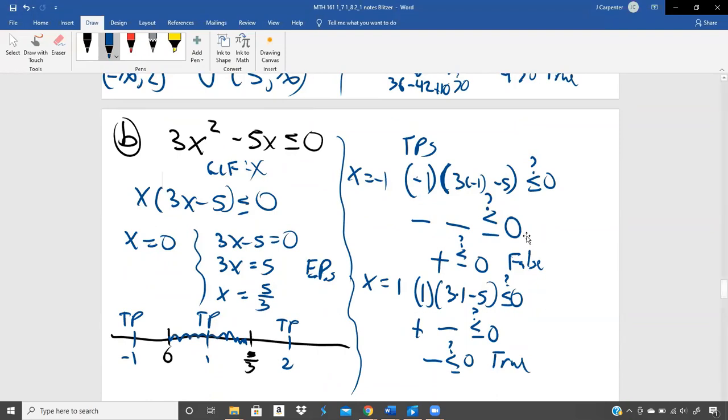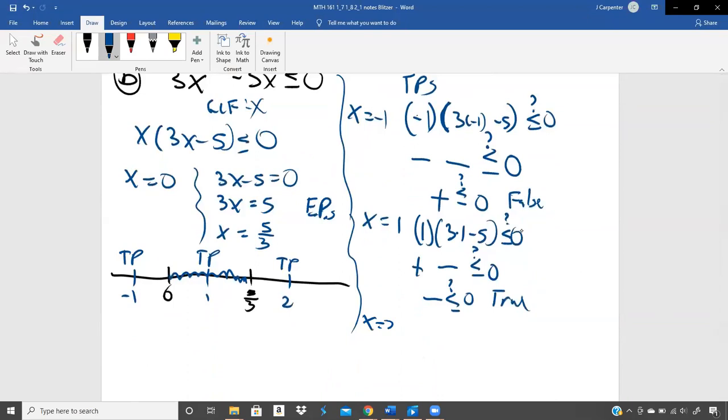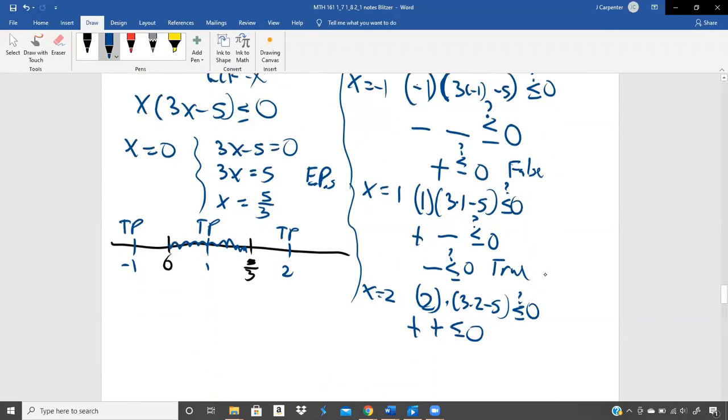So now let's try out the 2. That'll be 2, that's the first one, times 3 times 2 minus 5. Is that less than or equal to 0? Well, 2 is positive. 3 times 2 is 6. 6 minus 5 is positive. Positive times positive is a positive. Positives are not less than 0, though, so that's false. So we do not shade the region to the right of 5/3. So we just shaded the middle region.